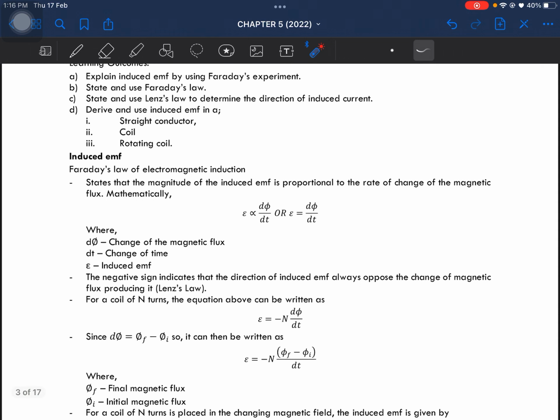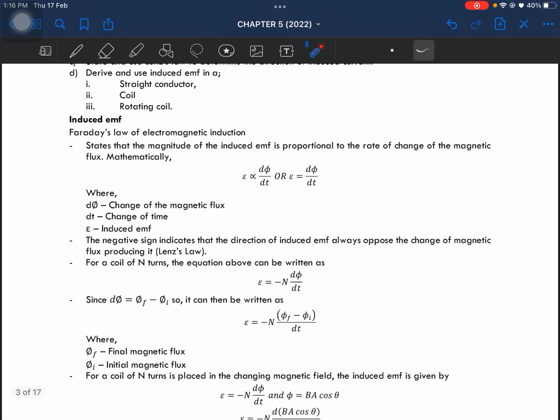Induced EMF. Faraday's law of electromagnetic induction states that the magnitude of induced EMF is proportional to the rate of change of magnetic flux. Mathematically it can be written as the one shown here. dΦ here is the change of magnetic flux, whereas dt is the change of time.